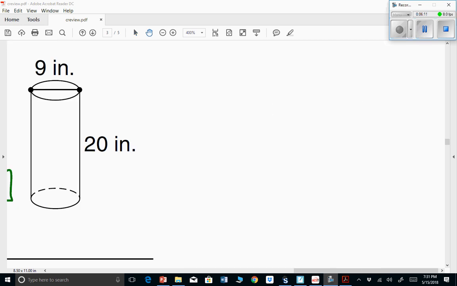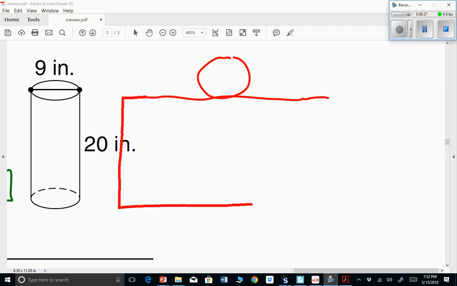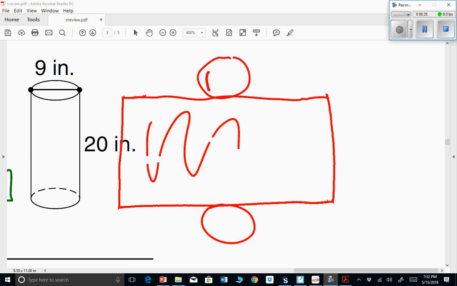The surface area of a cylinder is kind of interesting. I want you to think about what the net of a cylinder would look like. It looks something like this. This part's like a soup can label, and this is like the top of the can, and this is like the bottom of the can.